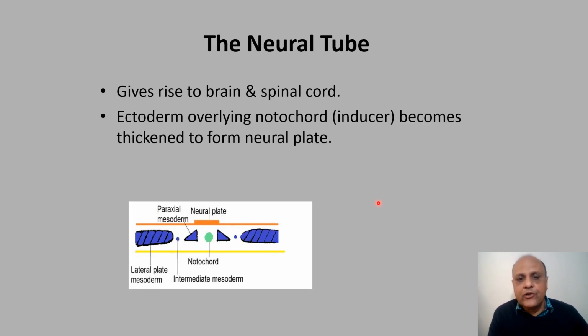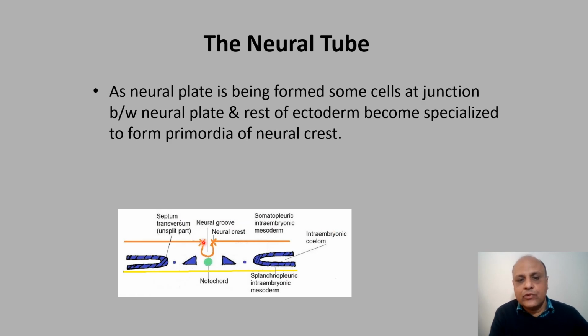The neural tube now, how is it formed? This notochord acts as an inducer. It stimulates the overlying ectoderm to get thickened into a neural plate, and then this neural plate forms a groove which is known as neural groove, and then this groove pinches off to form the neural tube. The cells at the junction of the groove with the rest of the ectoderm form the primordia of the neural crest, shown by cross here. So this is the junction of the neural groove with the rest of the ectoderm.